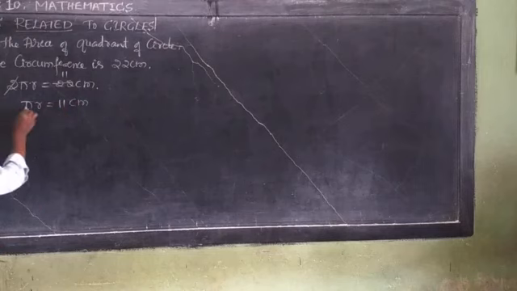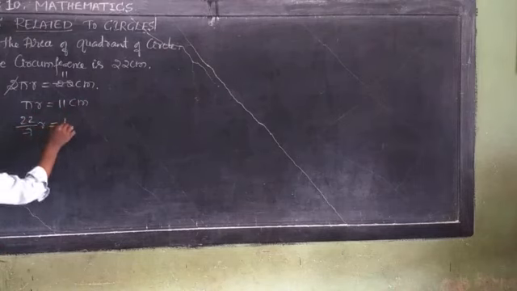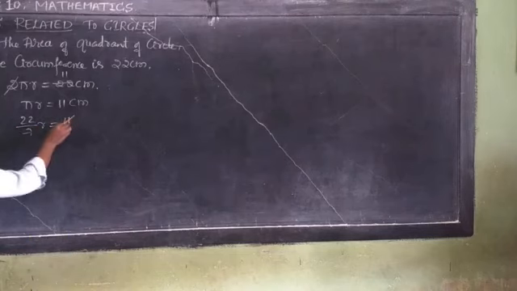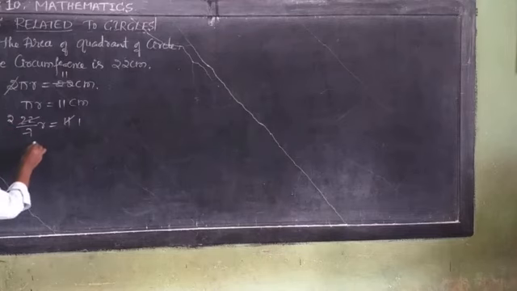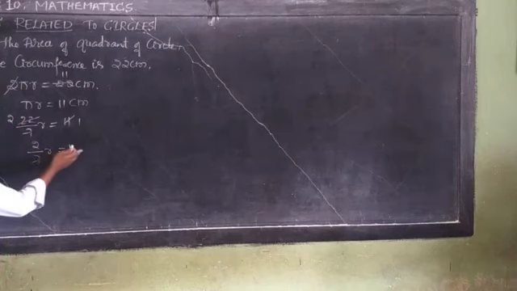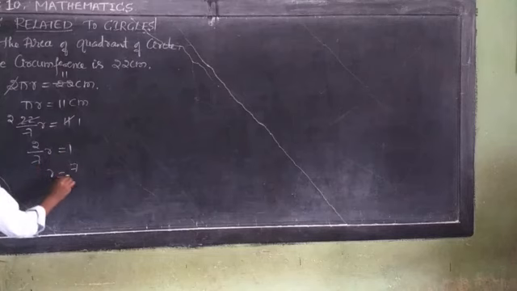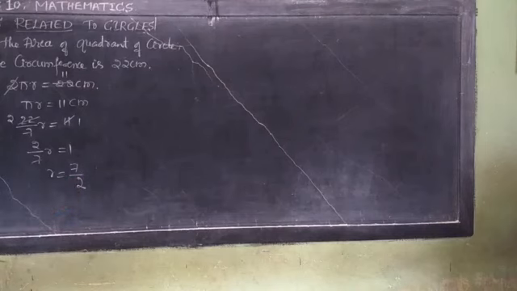Here, what is the value of pi? Pi is 22 by 7. So 22 by 7 into R is equal to 11. After cross multiplication, R is equal to 11 into 7 divided by 22, which is 7 by 2.